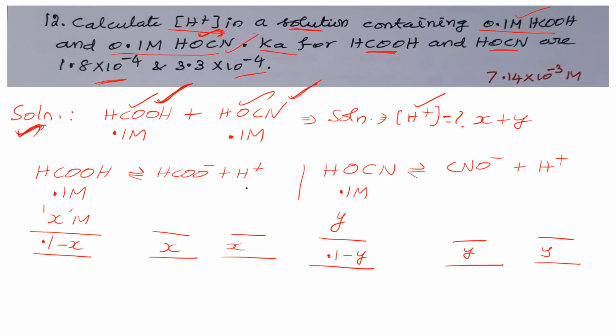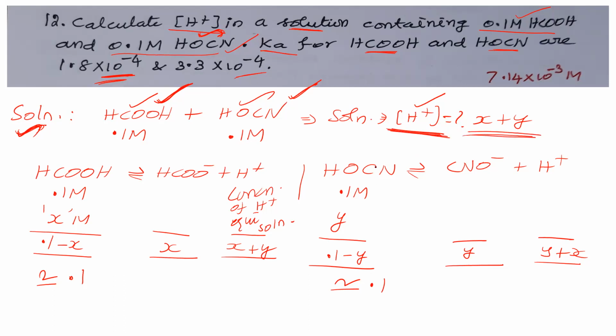This is called the concentration of H plus at equilibrium in the solution, so X plus Y we have to write. Here also the same, X plus Y. Then Ka is 10 power minus 4, therefore we take 0.1 minus X as nearly 0.1, and 0.1 minus Y as nearly 0.1. Now we want the concentration of H plus in the solution, which is X plus Y, so we need X and Y.